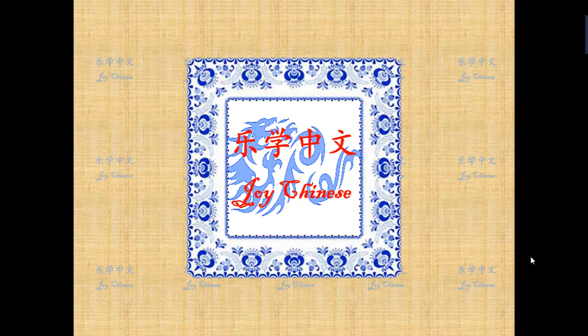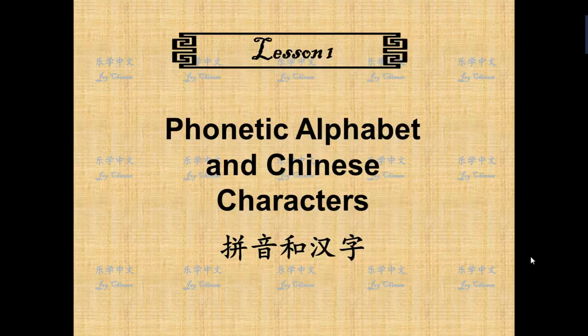Let us start our first lesson. Phonetic alphabet and Chinese characters. Here in this class, you will learn a rough idea about Chinese. Let's use the word Chinese as an example. If you know the pronunciation of English, you will know how to read whenever you see the word.